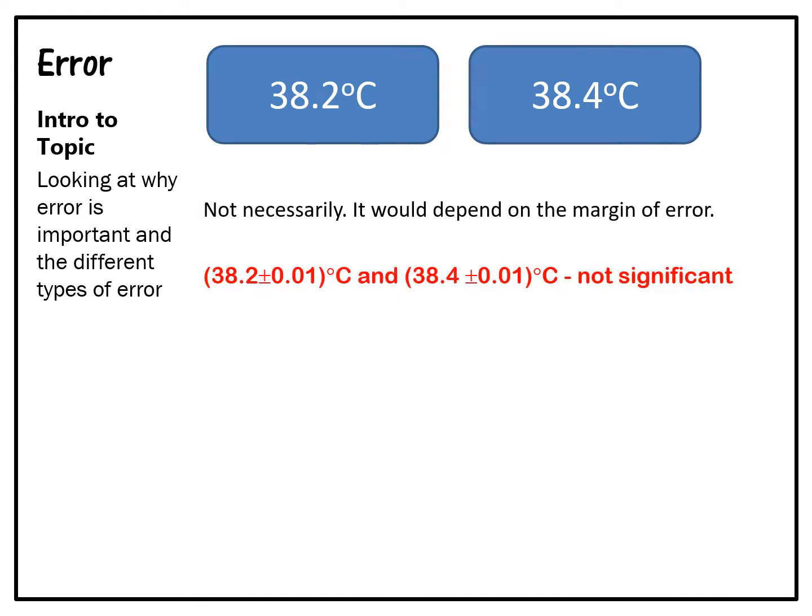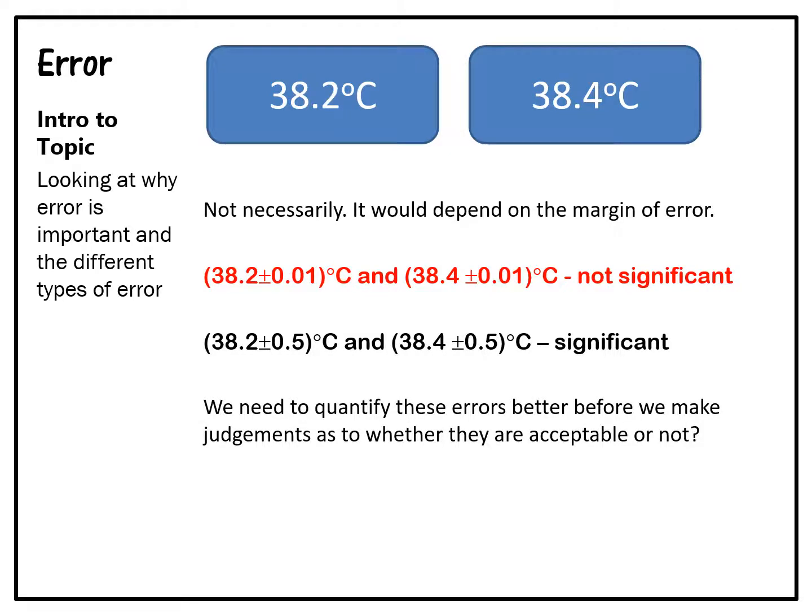For instance, if we had found that the margin of error was plus or minus 0.01 degrees Celsius, then that's probably not significant in any kind of way, shape, or form. However, if we found the margin of error to be plus or minus 0.5 or half a whole degree, then it's very much significant, because it actually might show that there's a massive drop in the temperature rather than an increase. We need to quantify these errors before we make judgments as to whether they are acceptable or not.